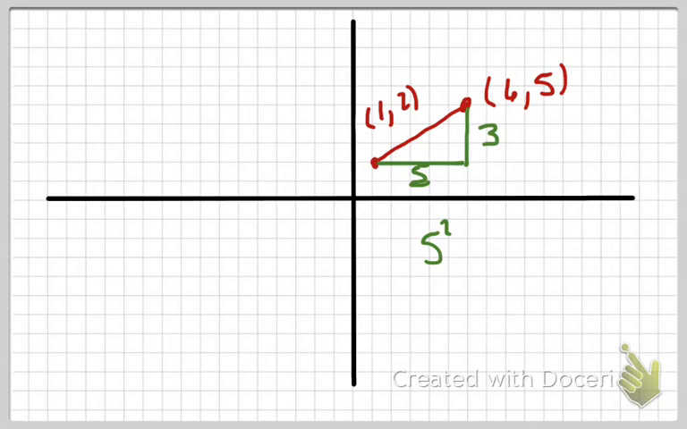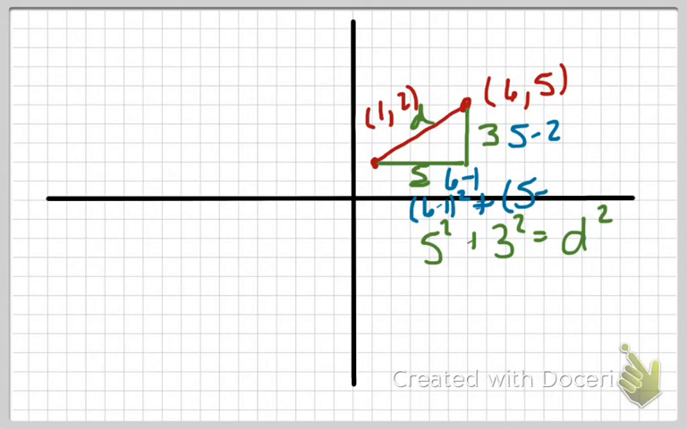So then using the Pythagorean theorem, that distance that I'm looking for is going to be found using that. Now, thinking back to how did we get the 5 and the 3? The 5 came from the 6 minus the 1, and the 3 is the 5 minus the 2.